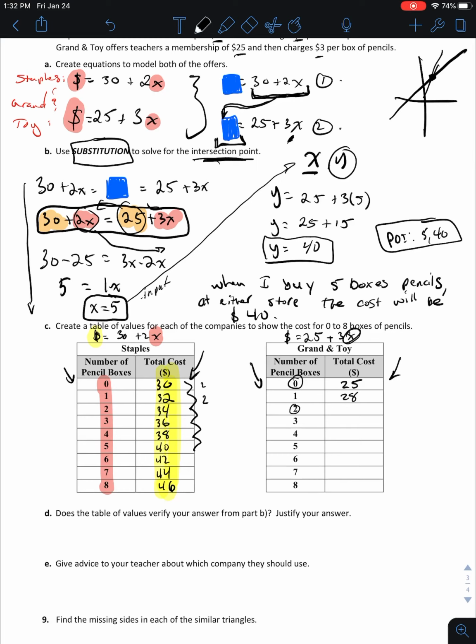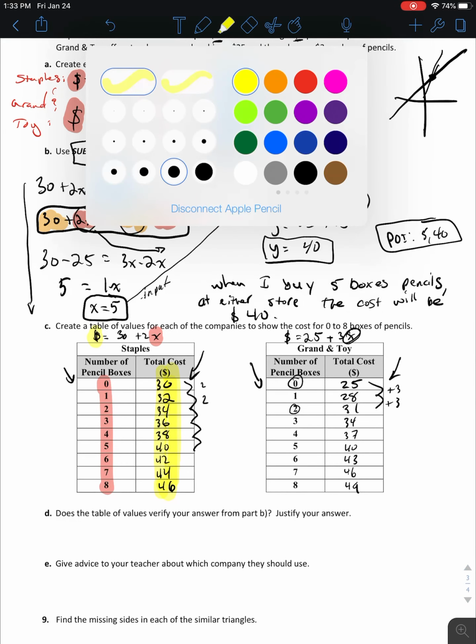And then we'll do one more just to check and make sure we're okay. 2 times 3 is going to be 6, plus 25 is going to be 31. Okay, so I look here and I'm seeing plus 3, plus 3. So then I can just add 3 the whole way down: 34, 37, 40, 43, 46, and 49.